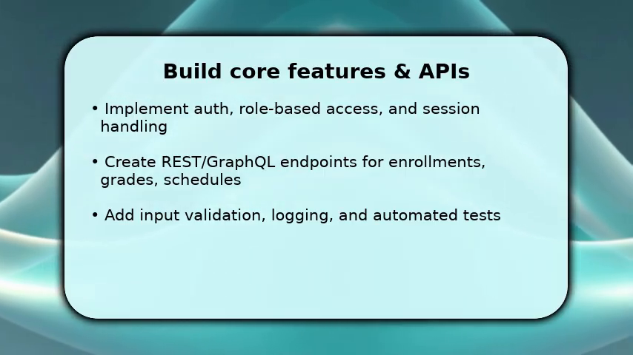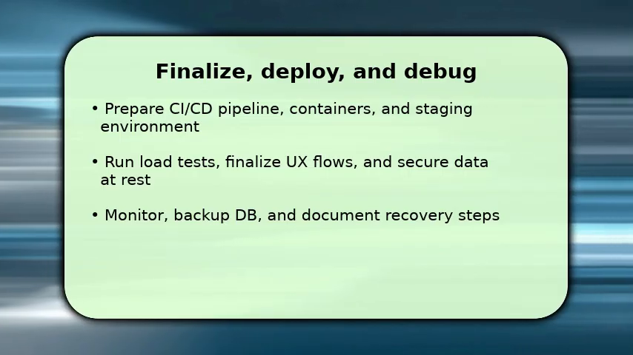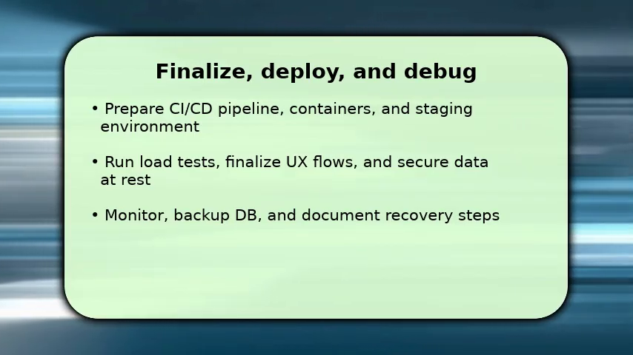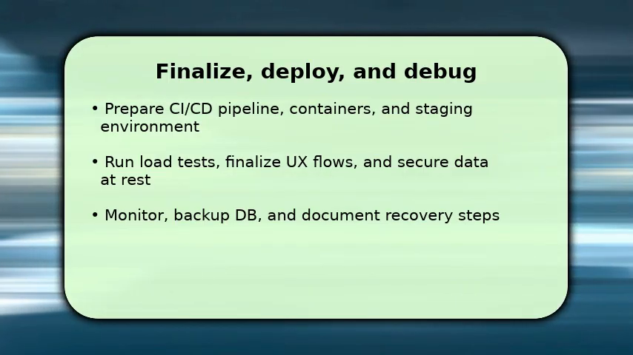Finish by deploying to staging, configuring CI/CD, and running smoke and load tests to validate performance. Once deployed, finalize UX flows and enforce data encryption and backup so student records stay safe. Make sure to document deployment steps and create health checks for monitoring. If something breaks, first check logs and recent migrations. Roll back to the last stable release if needed. This final sweep turns a working prototype into a maintainable production system.